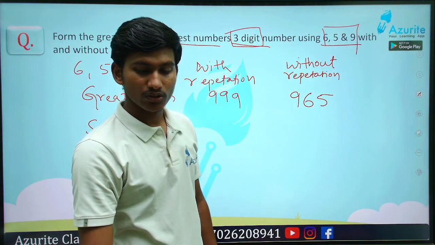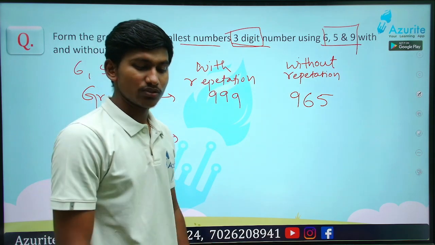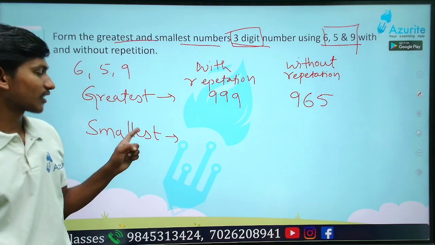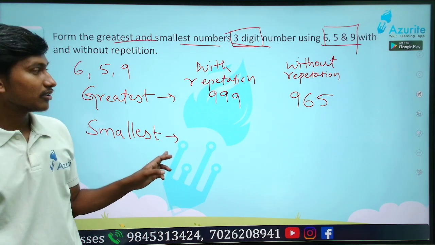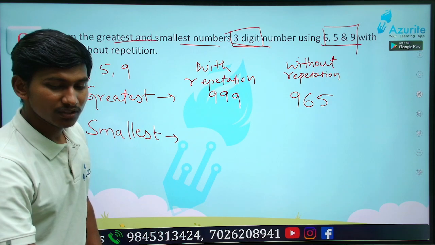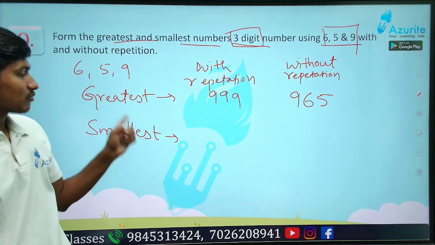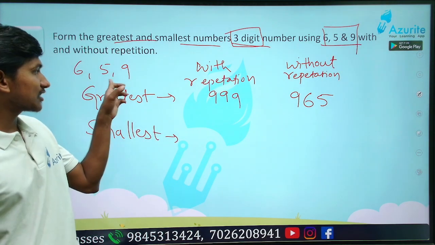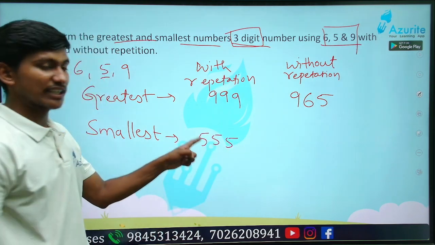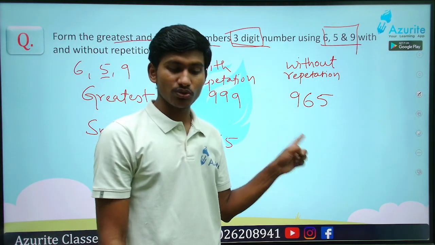Understand? Any doubts? You can ask. Okay, the smallest number, this also we should write. Yes, you have to write it. Here for the smallest number we have to write the smaller. Which is the smaller? 5 is the smaller. 555, that is with repetition we are repeating. Without repetition we should not repeat anything.